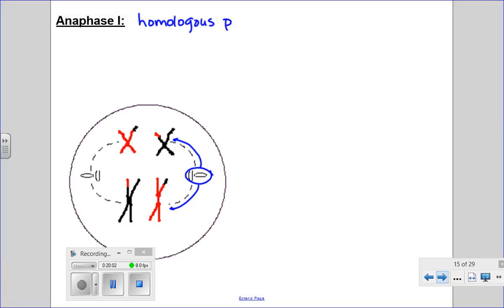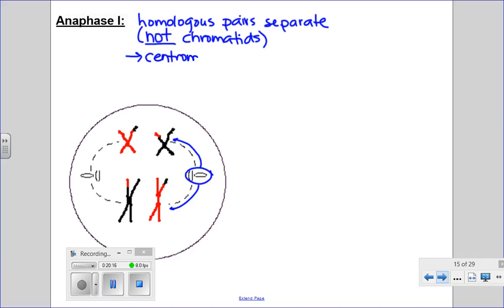Homologous pairs separate, not chromatids. And this means that the centromere does not divide. That is a very visible clue that you are in Anaphase 1.